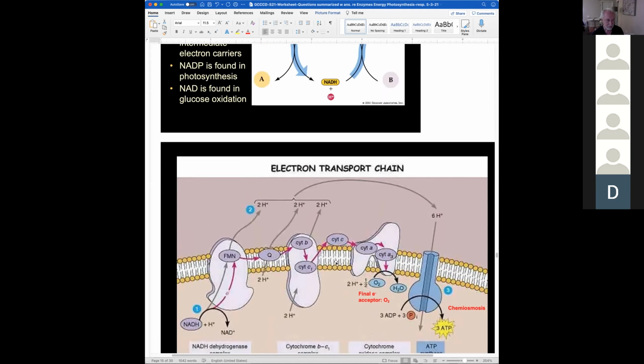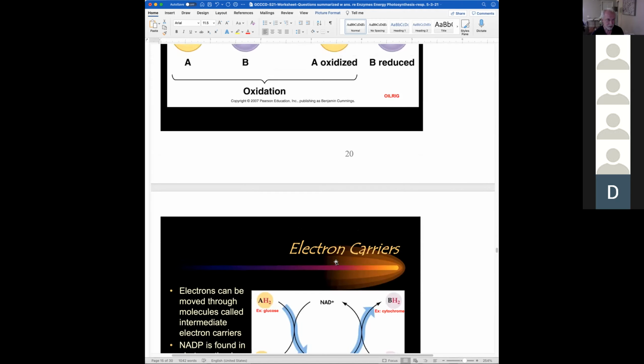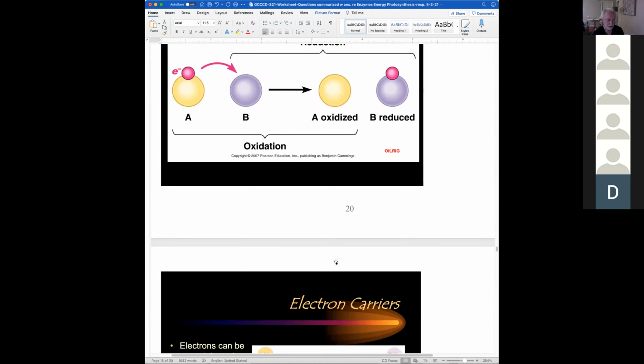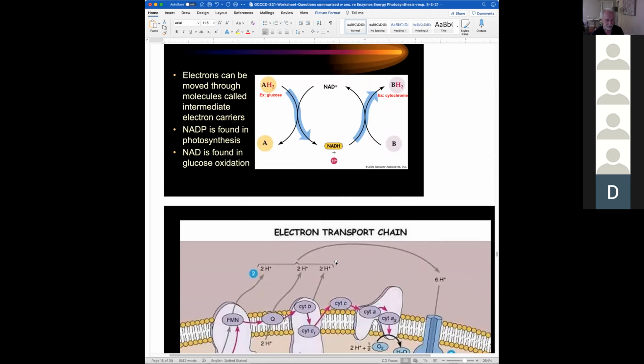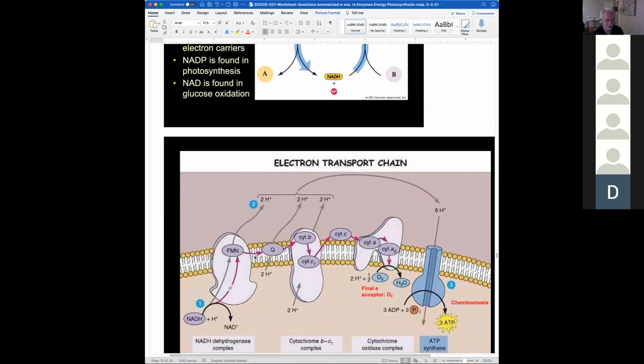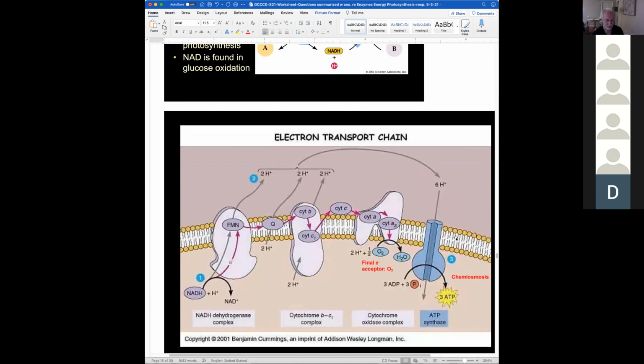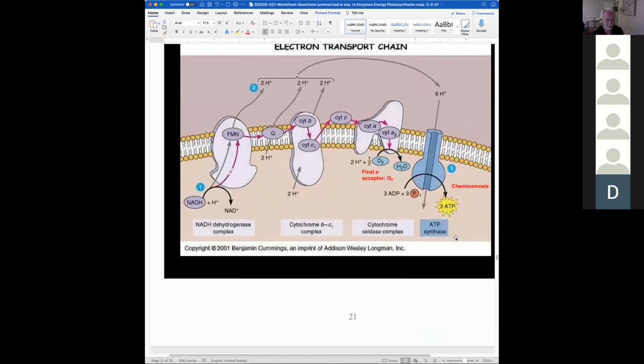So is that clear, the relationship between redox and electron carriers? A whole series of these occurs in the membrane, and it causes charge separation across the membrane so that chemiosmosis can occur. It also occurs in the membrane.